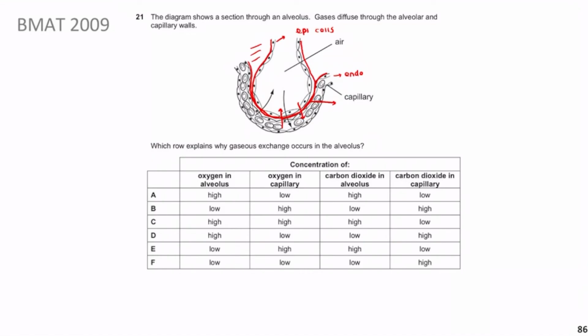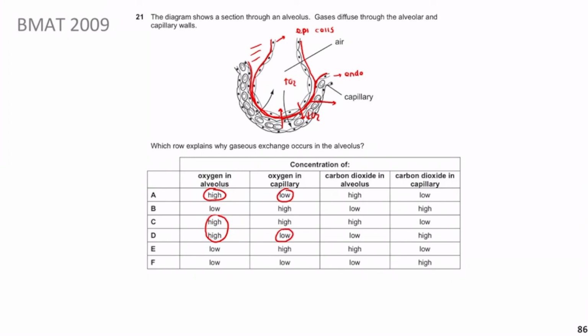So we'd expect that to be high, isn't it? We'd expect that to be high because we want oxygen to move from the alveolus into the blood. So it must be high there and low there. So oxygen would be high there, and then the oxygen in the capillary should be low. So it should be one of these options, that one or that one.